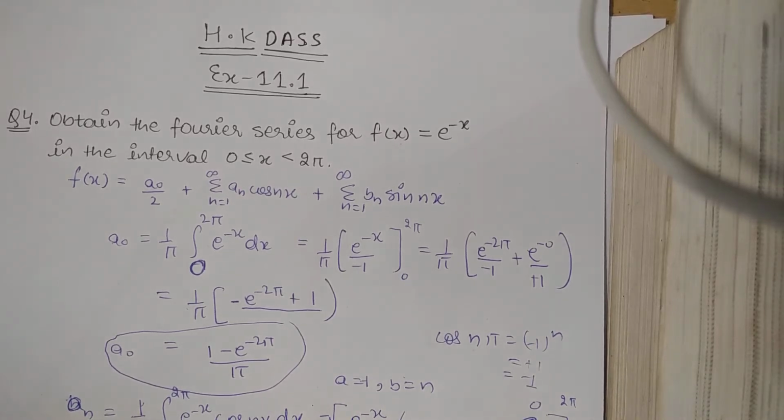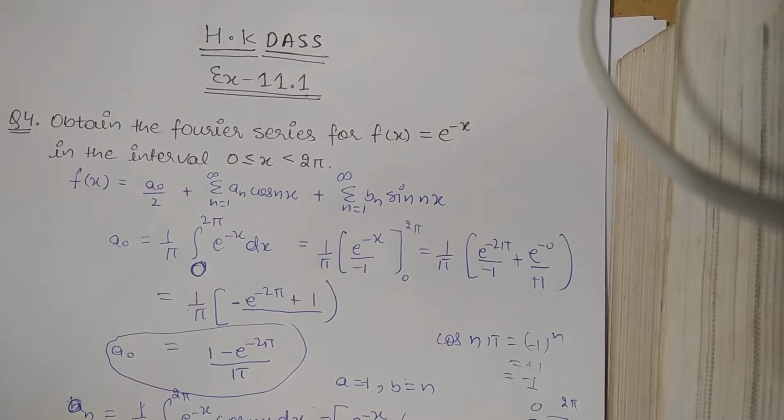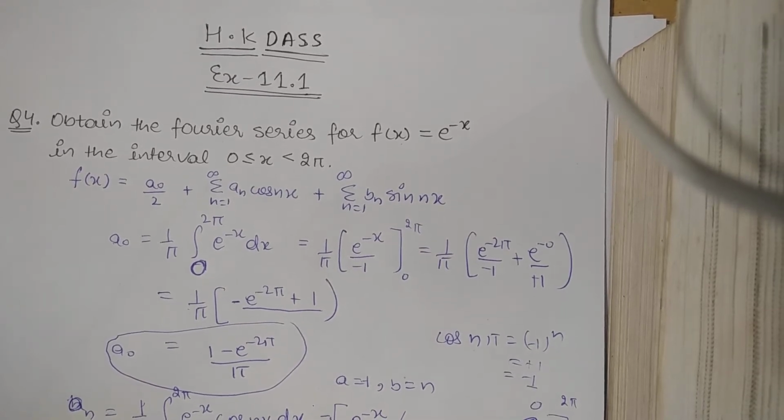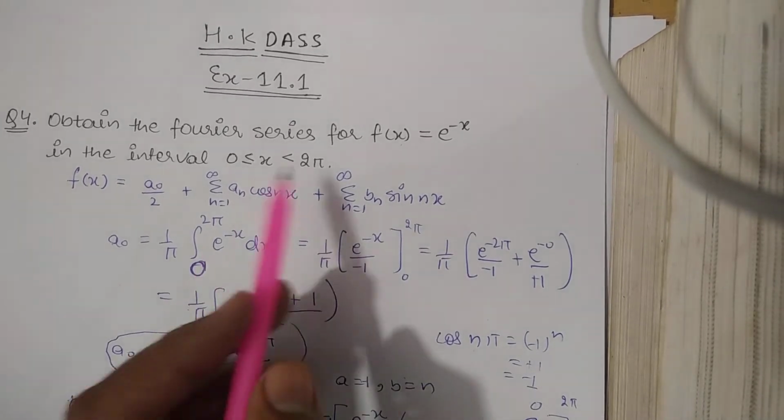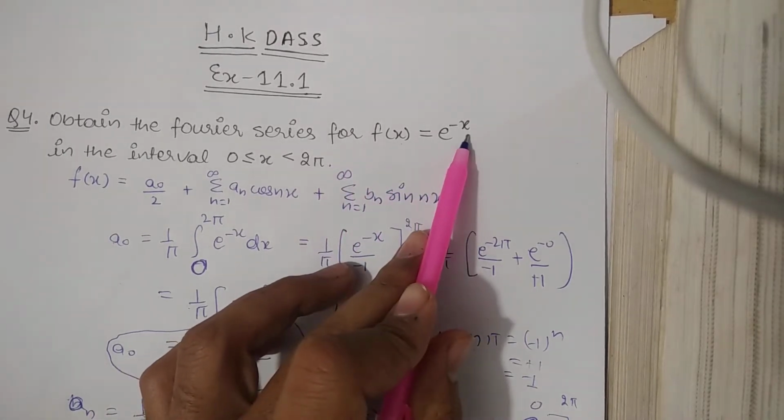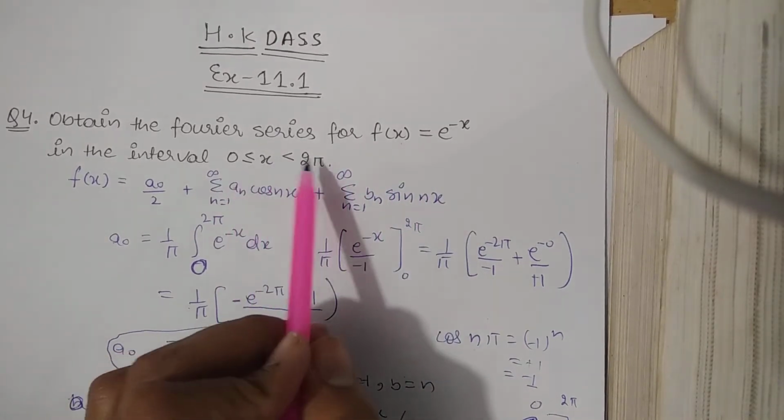So we are solving Mathematical Physics by HK Das, and today we are going to solve question number 4 of Fourier series, that is of exercise 11.1. In this question, we have to represent the Fourier series for the function e power minus x, by taking the limits from 0 to 2 pi.